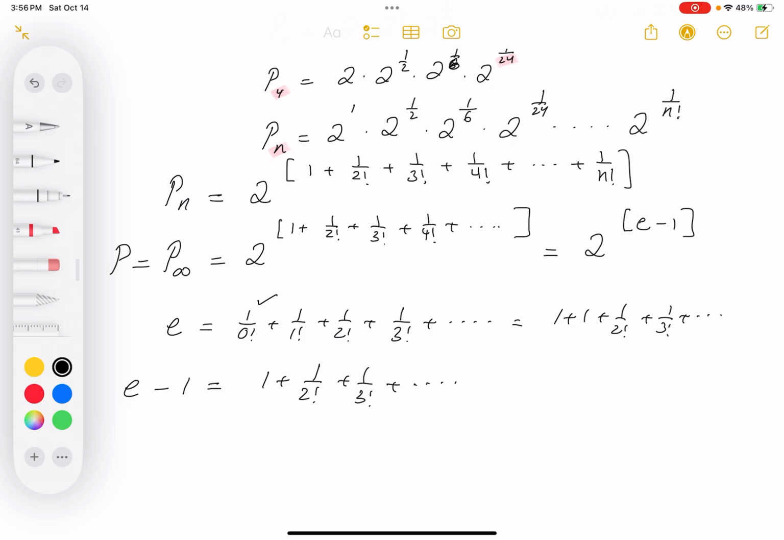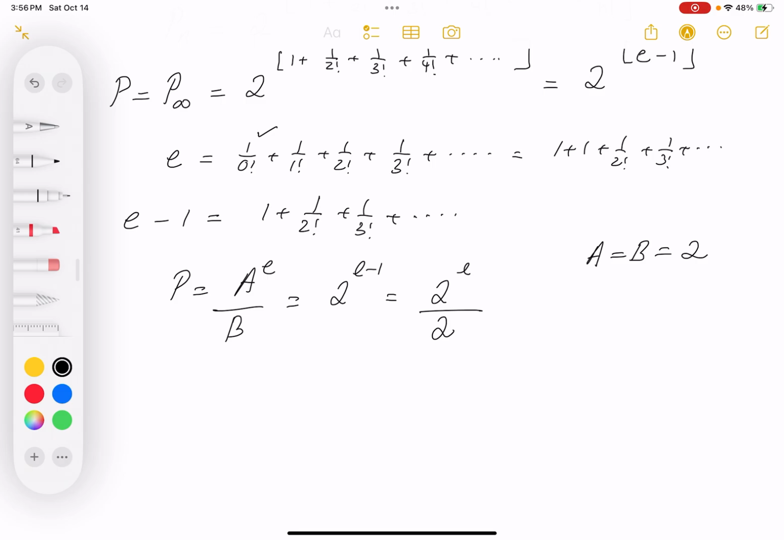So I don't remember their question at this point. I go back and read it again, and they said, oh, P is equal to A to the E over B. Well, what did I find? I found it's actually 2 to the E minus 1. What's that going to be? 2 to the E over what? 2 to the 1. So I think I know what A and B is now. What's A and B? A equals B, and they both equal 2. All right, just looking at that. So what do I get over here? The question is, what's A plus B? Well, if A equals 2 and B equals 2, A plus B is equal to 4. Kind of a tricky question, but we're done with it. Thank you.